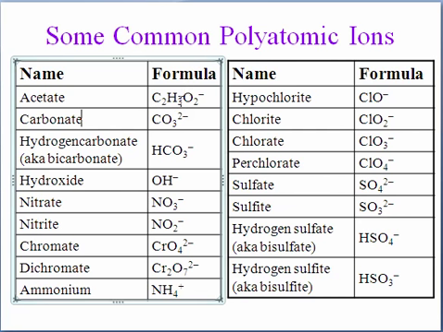In this case, it consists of 7 atoms. Here, 4 atoms. But all you need are 2 or more. This polyatomic ion only has 2 atoms.